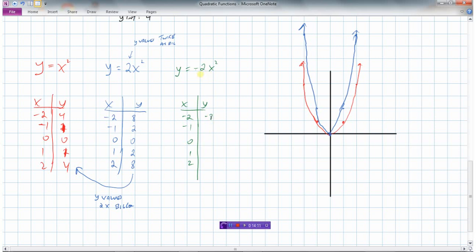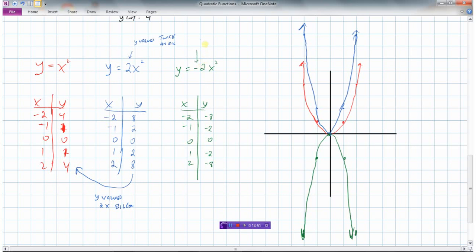And the effect of that negative is all of these values are going to be made negative. So now when x is minus 2, we've got 1, 2, 3, 4, 5, 6, 7, negative 8. And when x is minus 1, y is minus 2, and 0 is still 0. And 1 is minus 2, and 2 is minus 8. And so the blue and the green graph look identical. 2x squared, 2x squared, same shape.